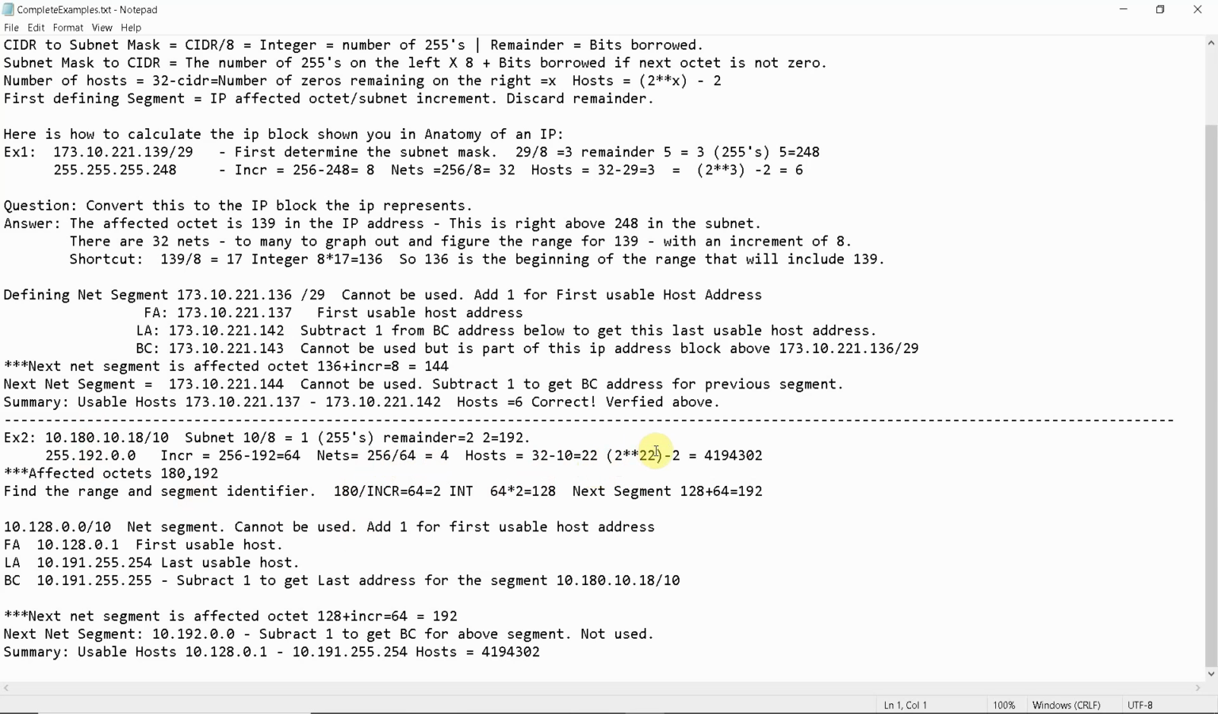And of course, that's a lot. 2 to the 22nd power minus 2. You got 4,194,302. Again, just showing you the effective octets are 180, 192. Find the range. Okay.